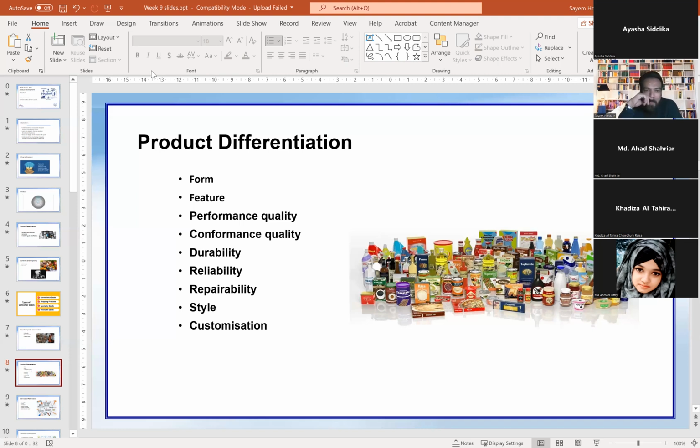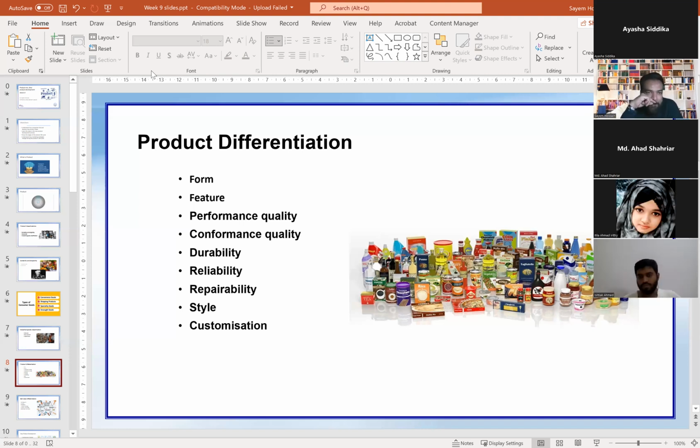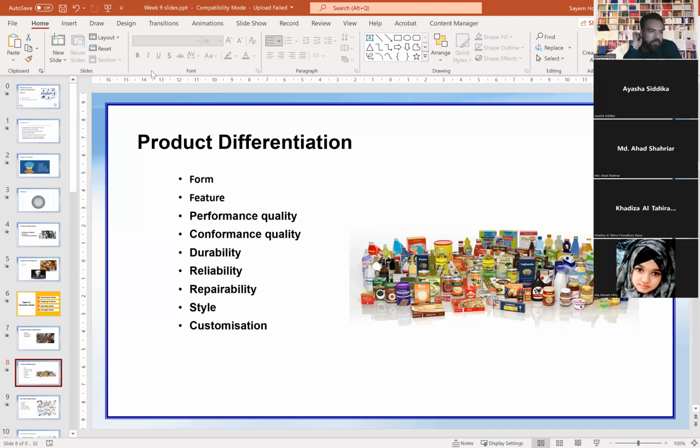Go ahead, Aisha. Sir, what would be the difference between conformance quality and reliability? Is it like if the product doesn't meet the promise, then it would be unreliable? Not all the products are reliable, right? Some products are not that reliable.